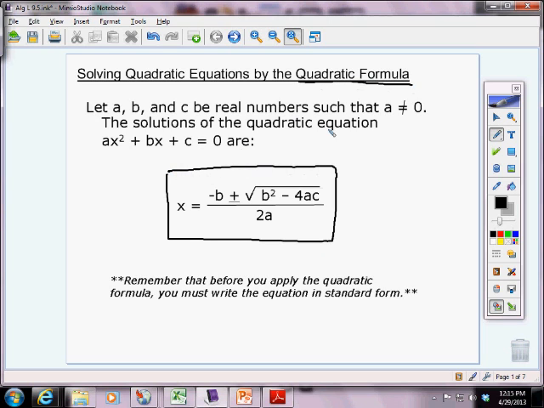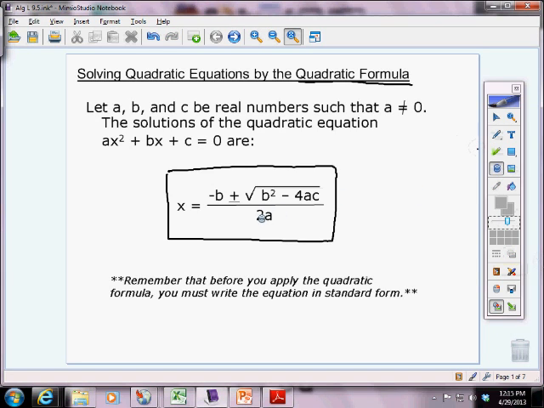Quadratic formula: x equals the opposite of b, plus or minus the square root of b squared minus 4 times a times c, all divided by 2a. Make sure you have that in your notes. And I will teach you later on a way to memorize that.